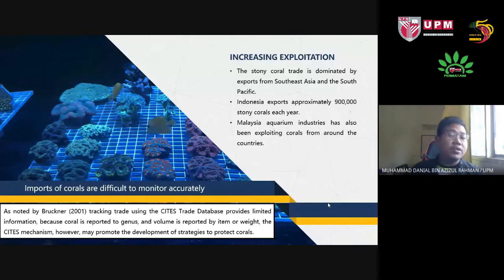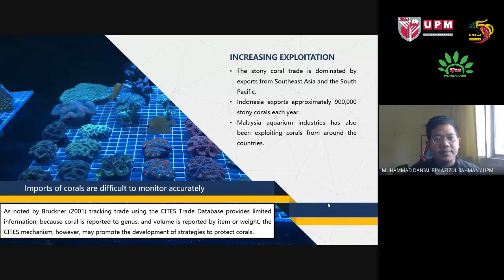But is it a new threat? We don't know, because sometimes, as you can see on the left side, imports of coral are difficult to monitor accurately. As quoted in the year 2001, tracking trade using the CITES trade database provides limited information because coral is reported to genus and volume is reported by item or weight.